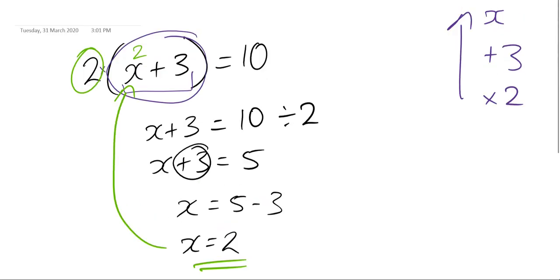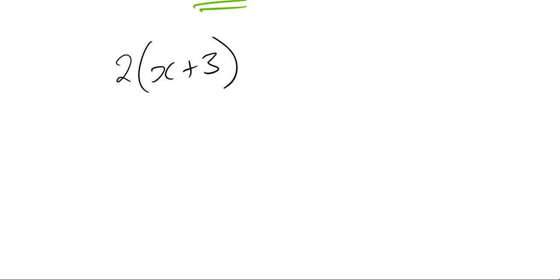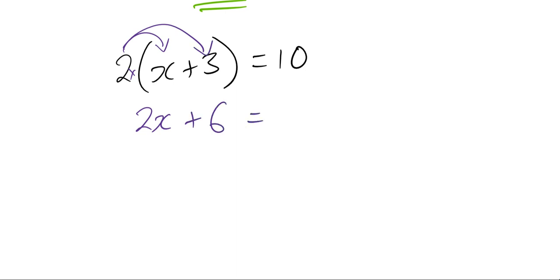Let's look at using expanding, which is what we've looked at already in the other videos. So if we use that same question, we've got 2 outside of x plus 3 equals 10. If we expand this, remember expand means to remove the brackets using multiplication. So we're going to get 2x, 3 times 2 is 6. I'm going to get that.